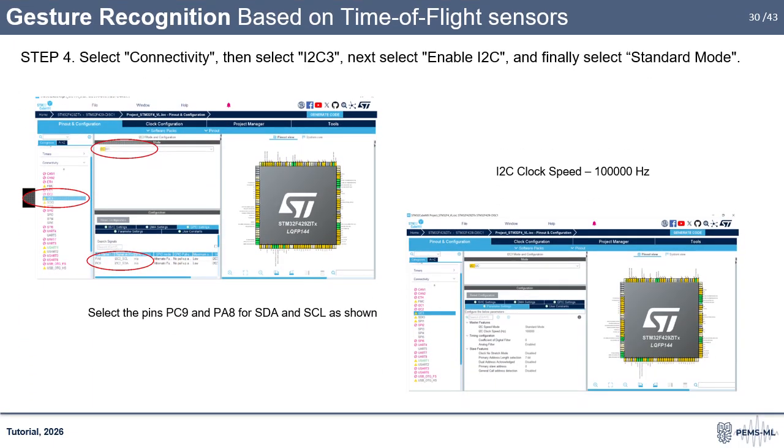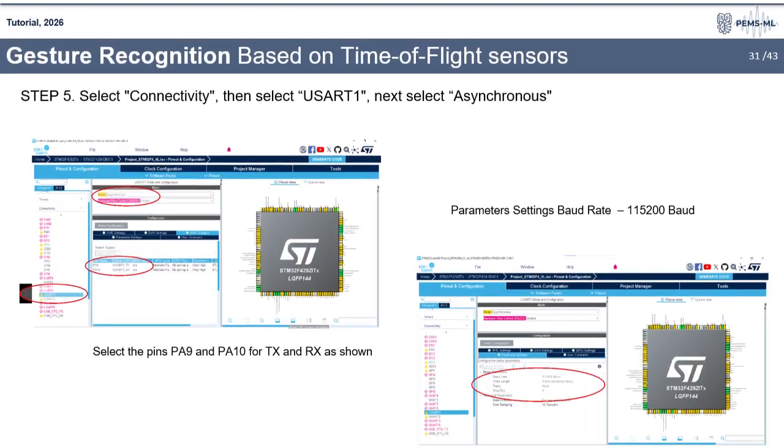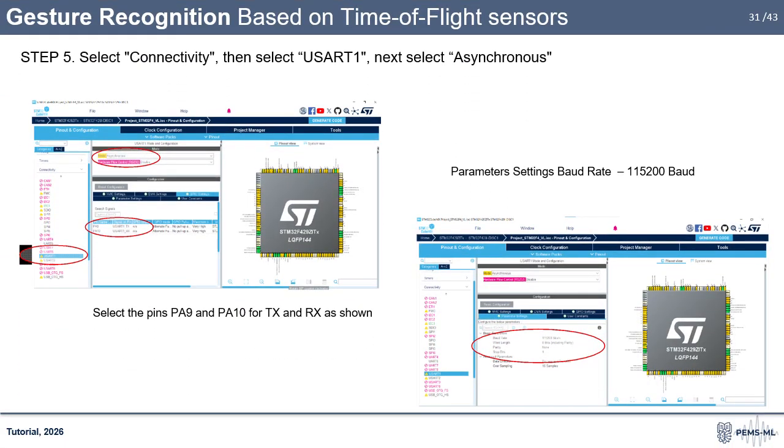Step 4. Select Connectivity, then select I2C3. Next, select Enable I2C, and finally select Standard Mode. Step 5. Select Connectivity, then select USART1. Next, select Asynchronous. Select the pins PA9 and PA10 for TX and RX. Set a baud rate of 115,200 baud.